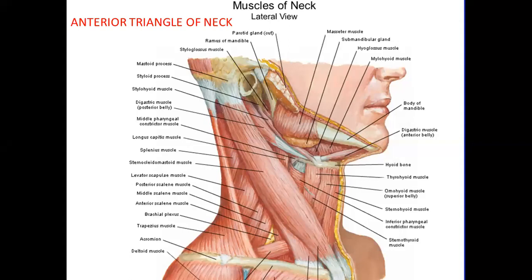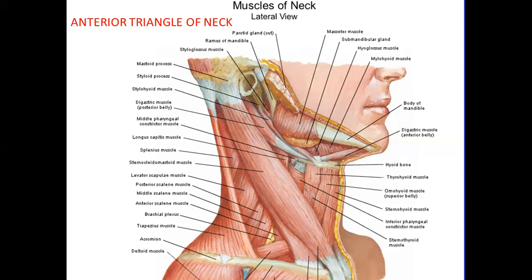Now, the roof of the anterior triangle: all of it is covered by skin, superficial fascia, the investing layer of deep cervical fascia. Then a thin sheet of muscle is also there. That muscle is known as platysma. That forms the roof of the anterior triangle.